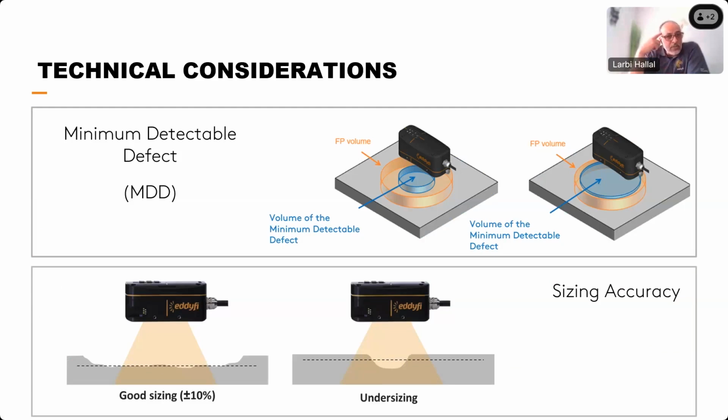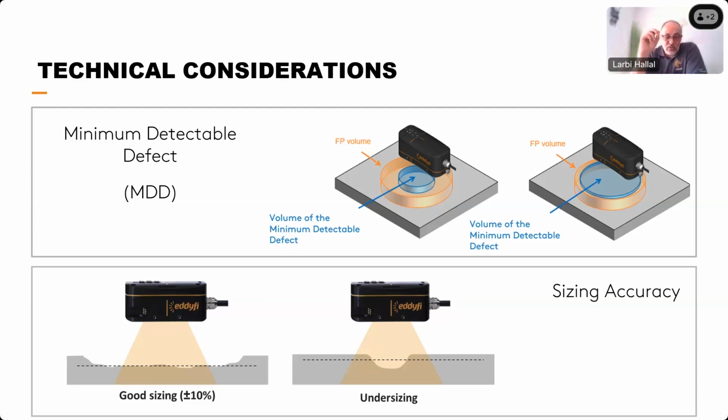Talking about the minimum detectable defect, what we call the MDD, you can see on the top of the slide, we have illustrated a footprint volume and two different types of defects. So one is deep and small on the left side. On the right side, you have another defect, which is larger, but not as deep as the first one. But in reality, those two defects show the same volume missing, and that will give you the same response.